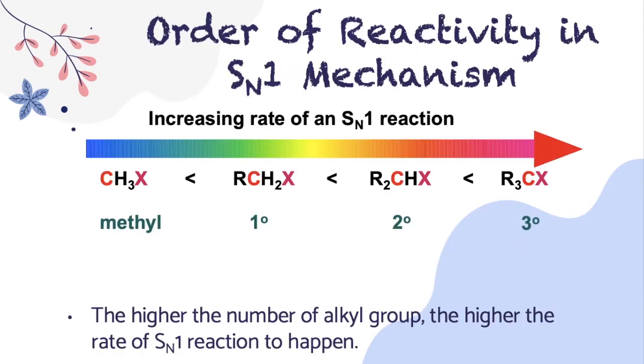The order of reactivity in the SN1 mechanism. The higher the number of alkyl groups, the higher the rate of the SN1 reaction, because this mechanism involves the formation of a carbocation. We know that the higher the number of alkyl groups in a carbocation, the more stable the compound is. So that's why the higher the number of alkyl groups, the higher the rate of the SN1 reaction to happen.